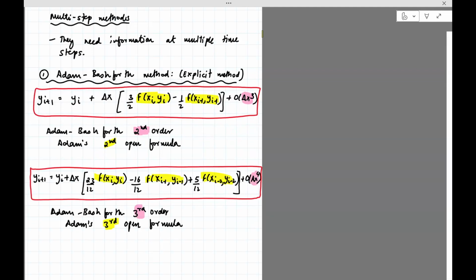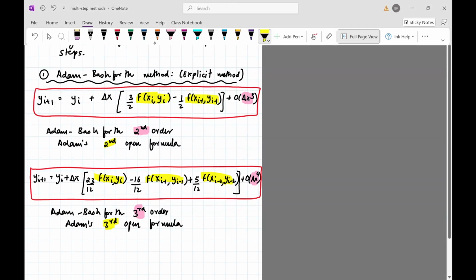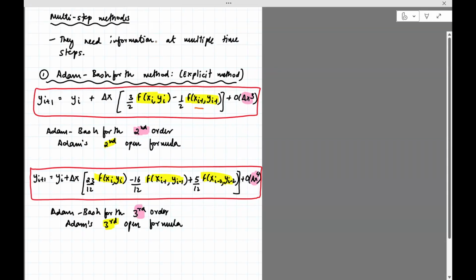Now these formulas, as you see, get better and better. So it's more accurate as you increase the number of function evaluations. So 2 function evaluations give you delta x cubed, 3 function evaluations gives you delta x raised to 4. So you could actually keep going.